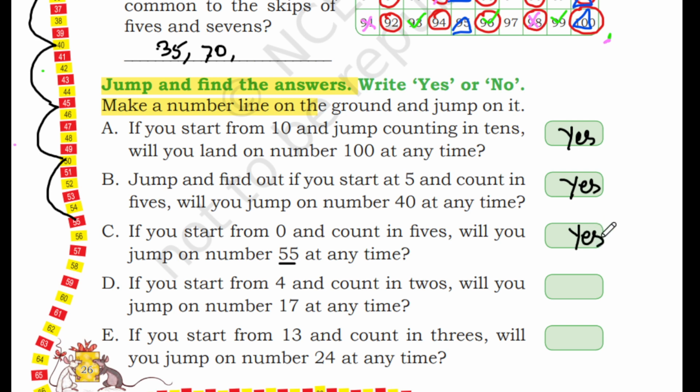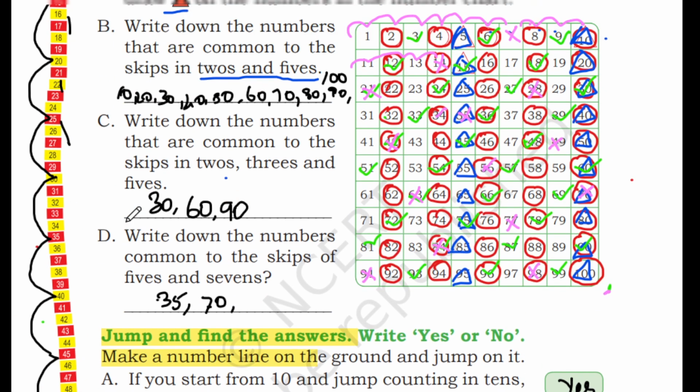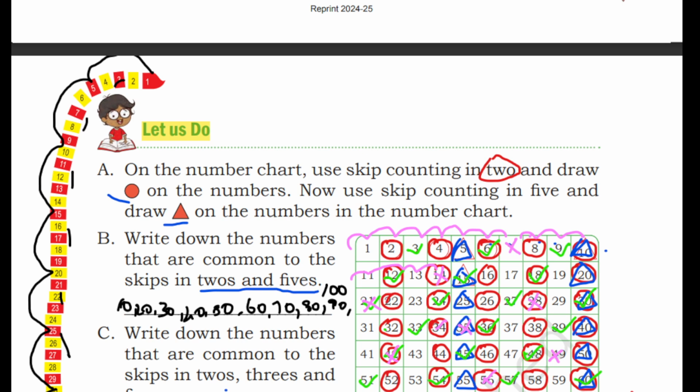Okay. So the next question. If you start from number 4 and count in twos, will you jump on number 17? Okay, now let's erase all these.